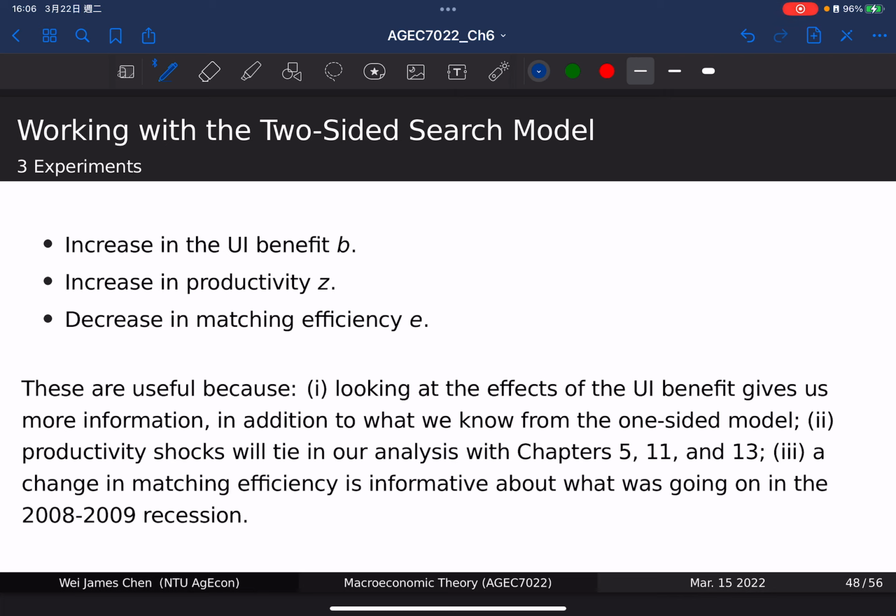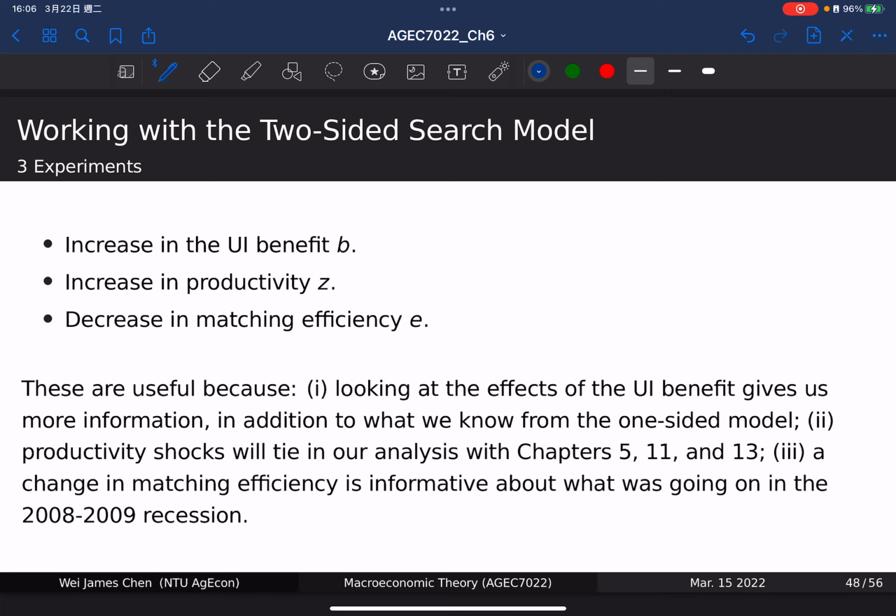And the second one is because we already know that, at least from this textbook's point of view, most of these economic shocks are driven by productivity change. So we're gonna see when productivity has some shocks, what happens to the unemployment market, the labor market.